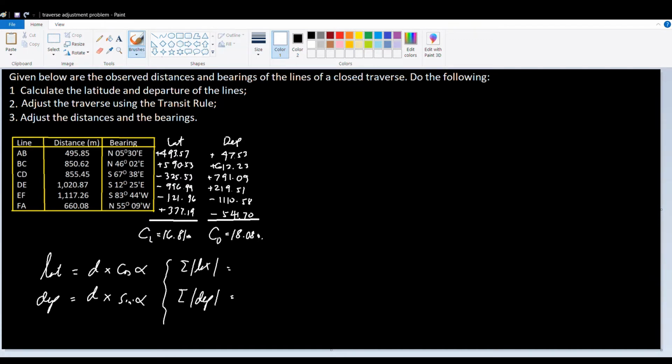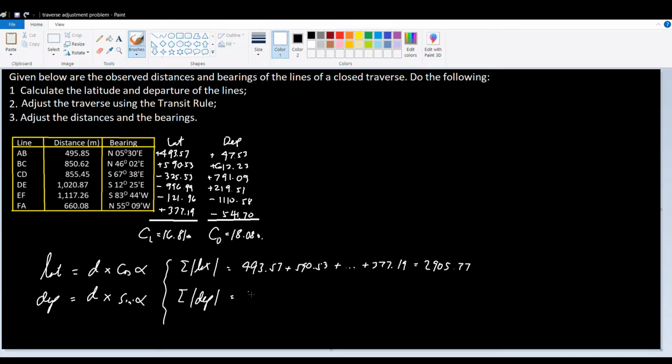And so the summation of the absolute values of the latitudes will be 493.57 plus 590.53 plus and so on and so forth plus 377.19, and that will add up to 2,905.77.